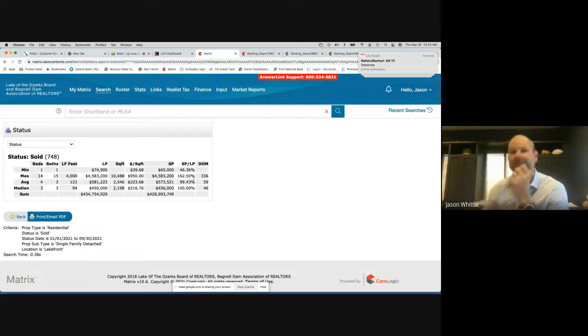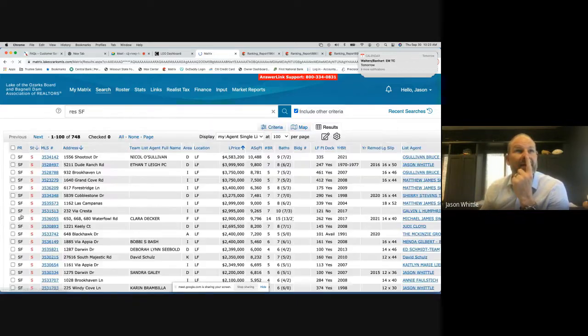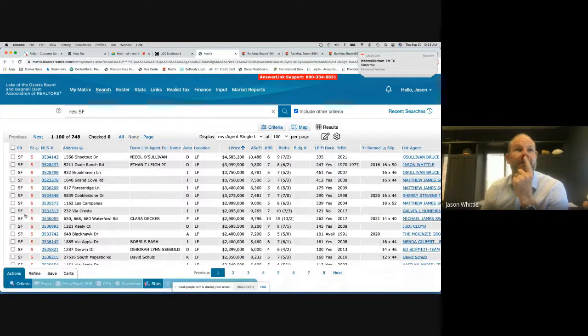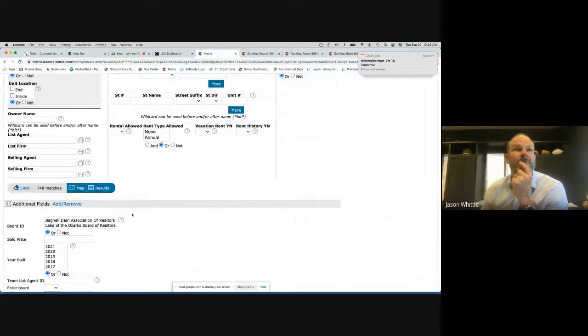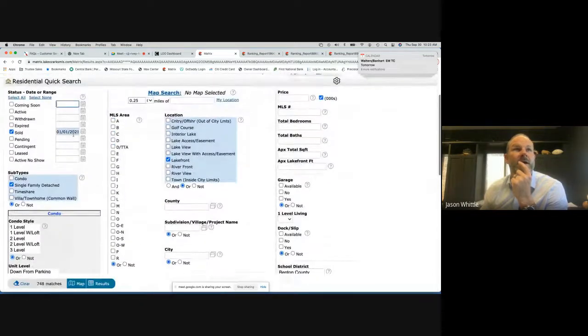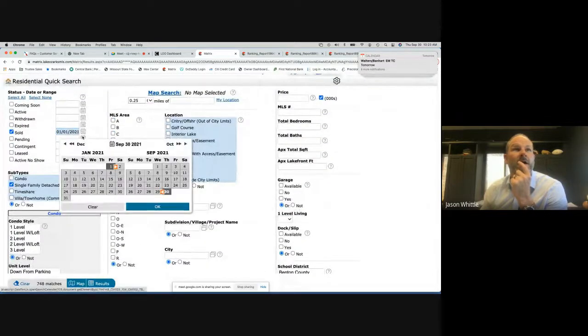So I'll typically write those things down. And then what I'll do is I'll go back if I want to compare it to last year. Don't keep hitting back. You hit criteria once you get to this. And then you can come up here and I'll hit clear, and I'll just do a comp from the exact same thing last year.